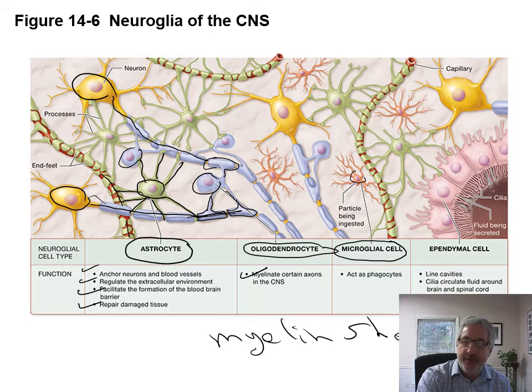And so here's the neuron, here's the cell body, and they also have little processes sticking off of them as well.